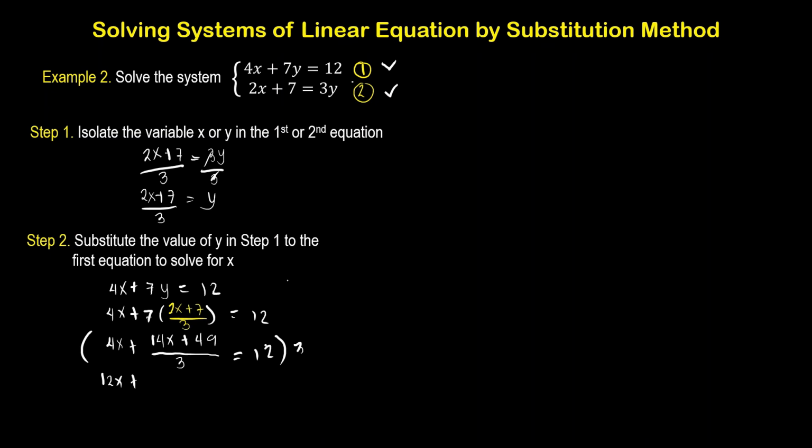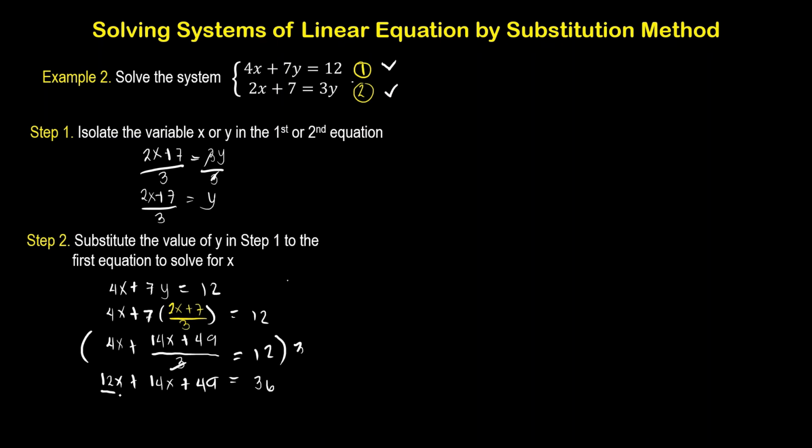Then, of course, if we multiply by 3 in this fraction, the 3 is cancelled. So, ang matira na lang is yung nasa taas or the numerator, which is 14x plus 49, and this is equal to, of course, 12 times 3, which is equal to 36. Then, of course, we just need to combine the common terms or the like terms.